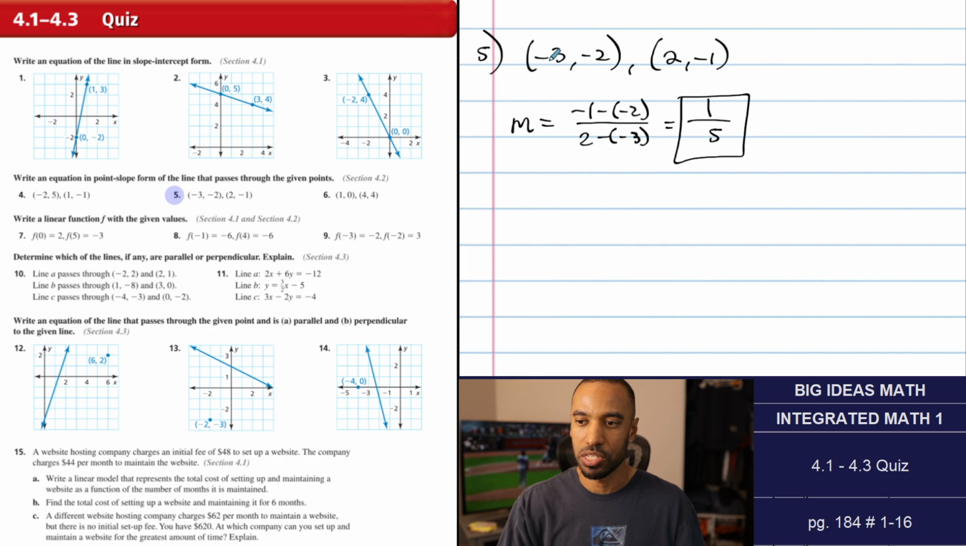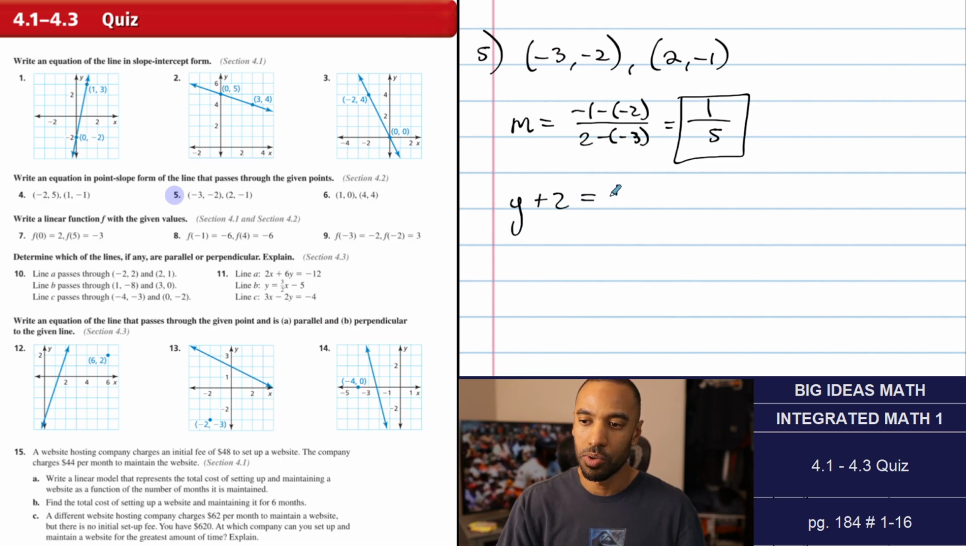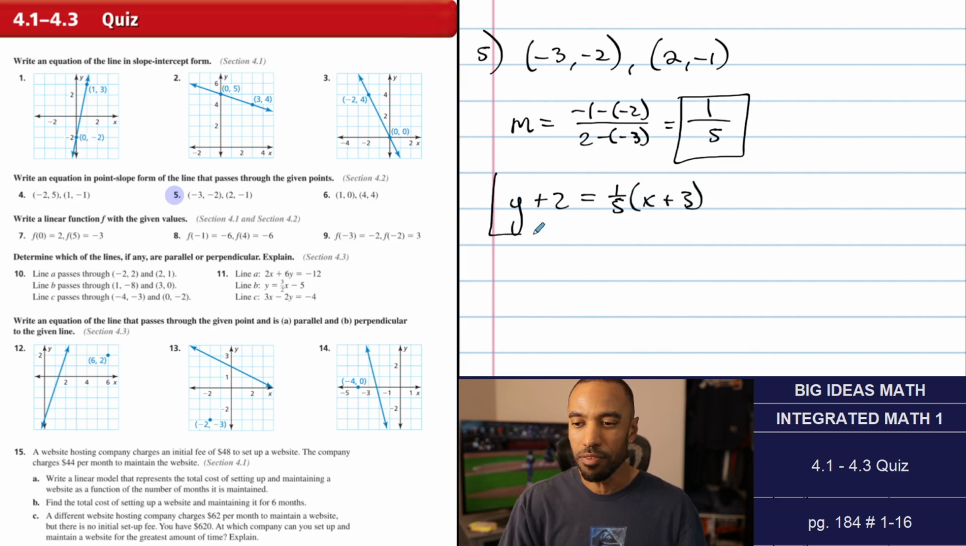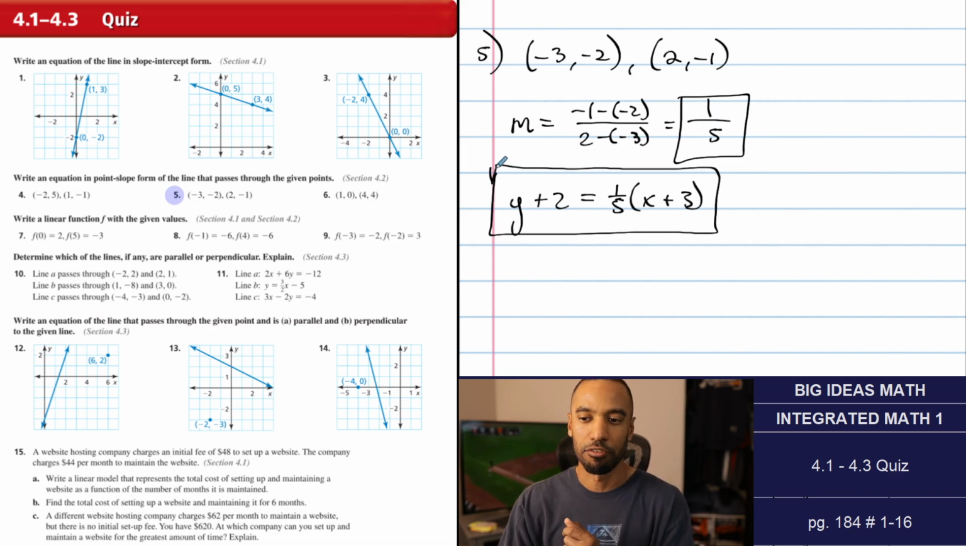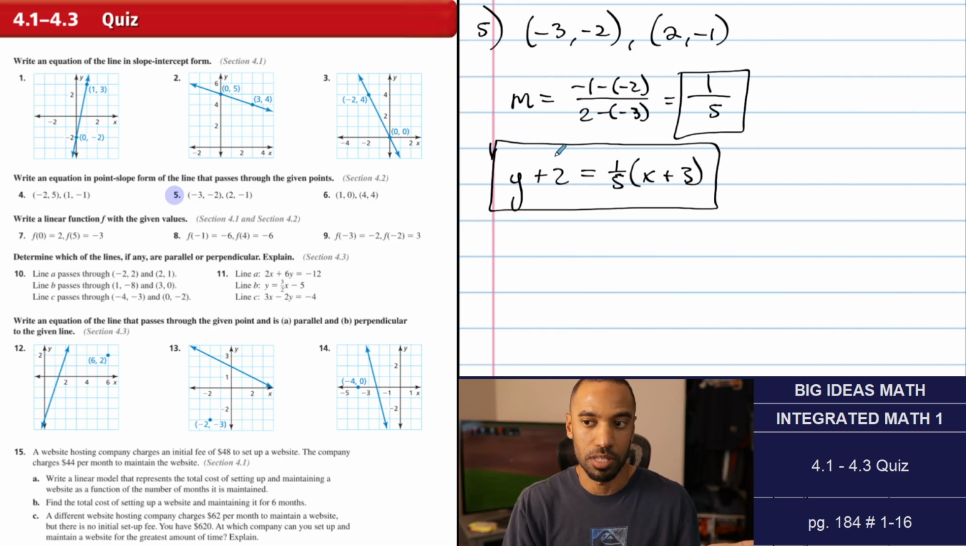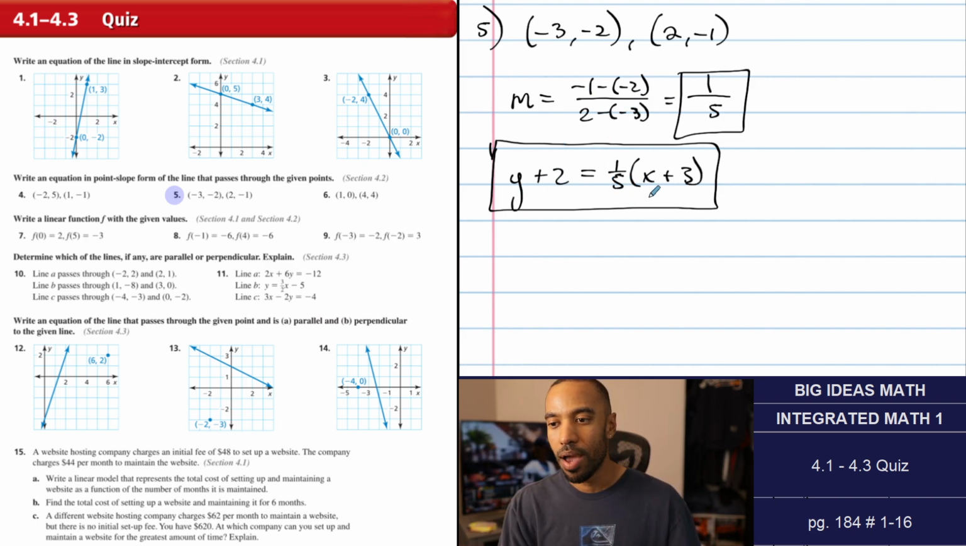Once again, if I choose this set as my x1, y1 in the formula, I get y plus 2 equals 1/5 times x plus 3. If you notice, because we haven't really graphed out a point-slope form, there was one problem I got to do out of section 4.2. Notice the signs are opposite of the values. X plus 3, the x value is negative 3. Y plus 2, the y value is negative 2.